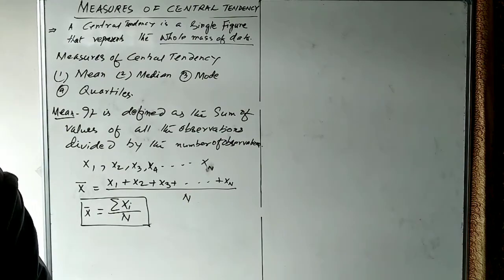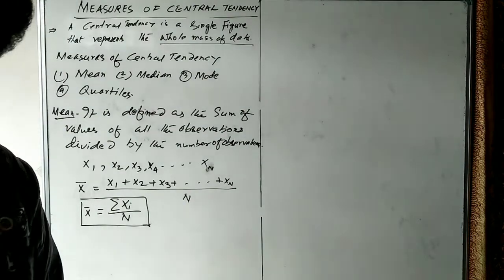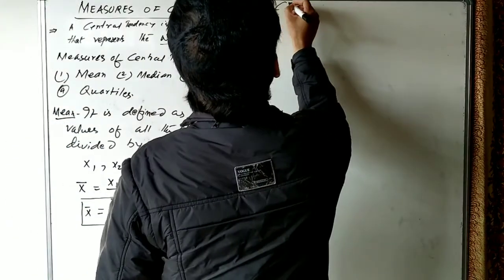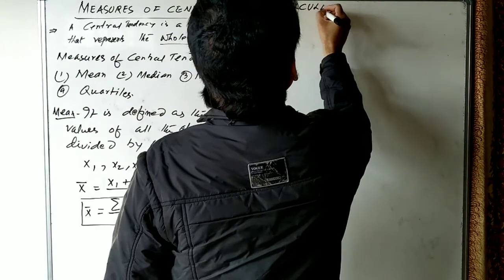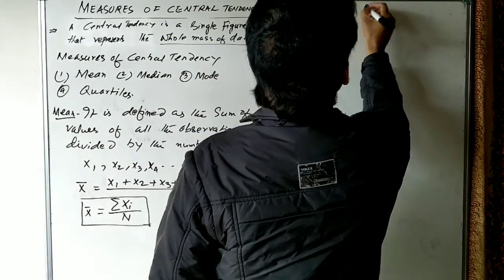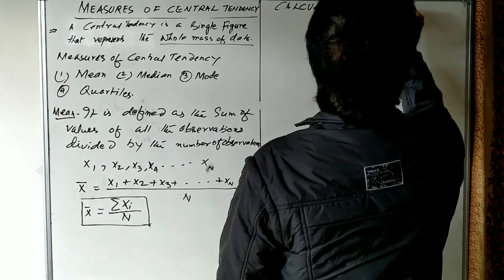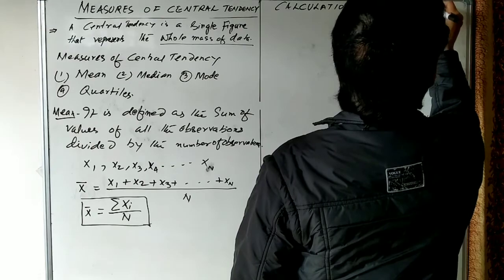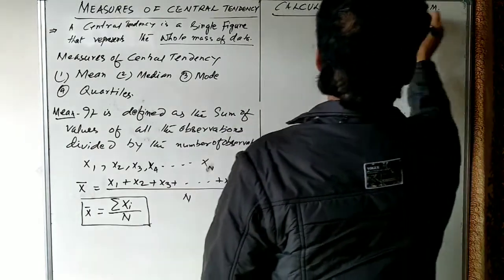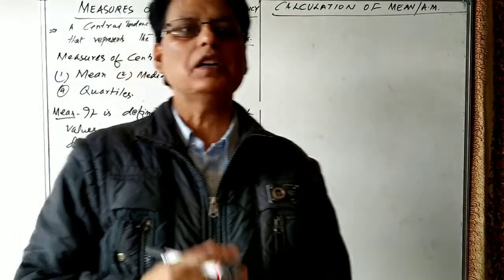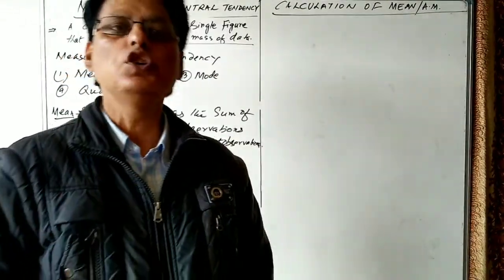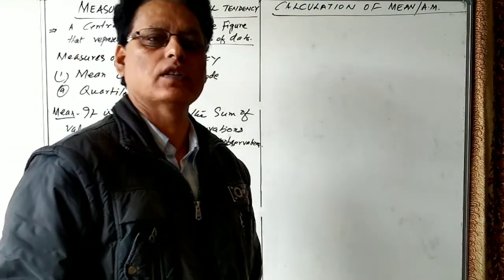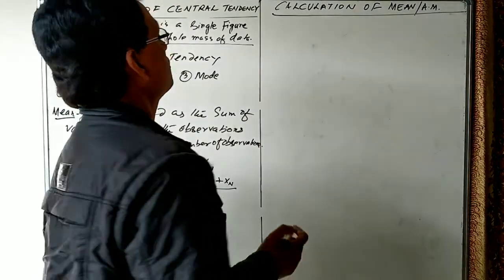Next thing is the calculation of arithmetic mean. How is the arithmetic mean calculated? So next one is calculation of mean, or arithmetic mean also. Arithmetic mean can be calculated for individual series, for the discrete series, as well as for the continuous series. We'll discuss one by one.